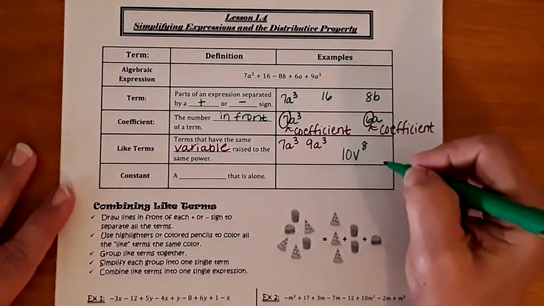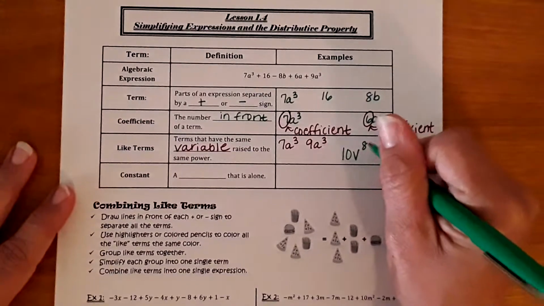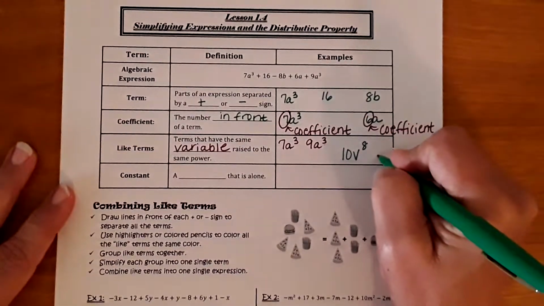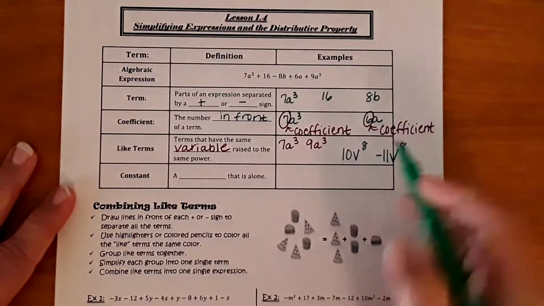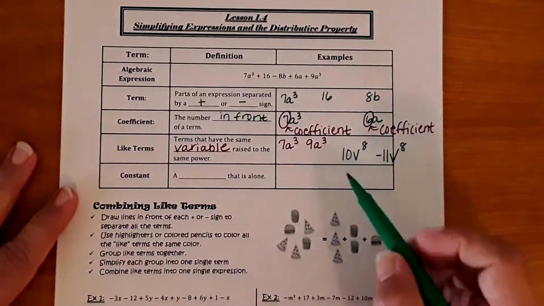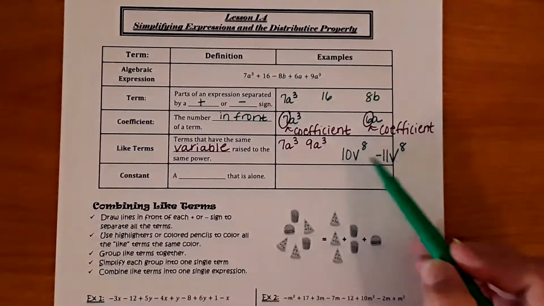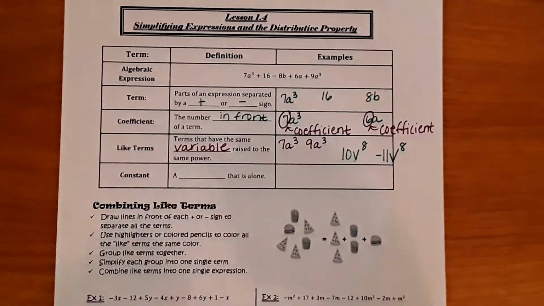It doesn't necessarily have to have the same number, you guys, but it does have to have the same variable and the same exponent. So I'm going to use negative 11V to the 8th. Those are like terms. Notice the coefficients don't have to be the same, but the variables are. I have V, and they're both raised to the 8th power. That is what we call like terms.